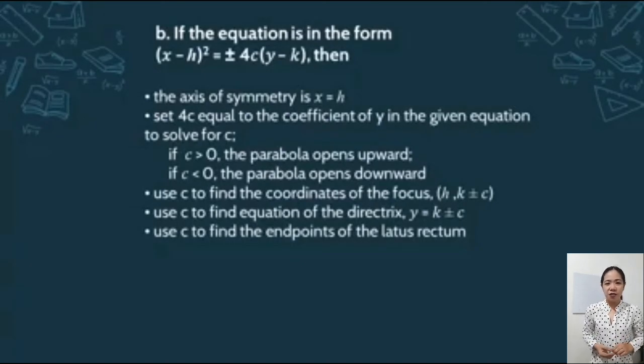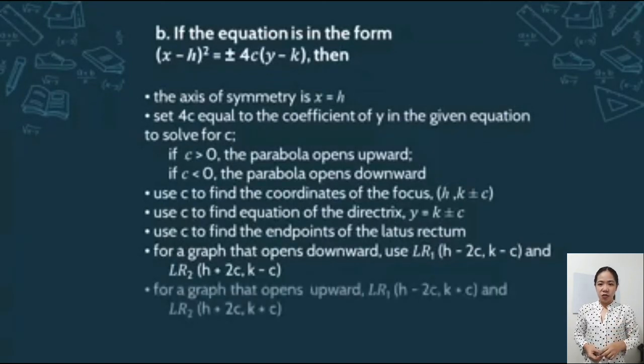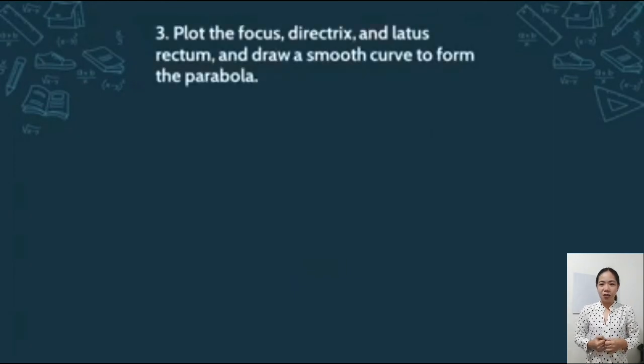Again, speaking of LR sub 1 and LR sub 2, for the graph that opens downward, LR sub 1 is h minus 2c and k minus c, while LR sub 2 will be h plus 2c and k minus c. And for the graph that opens upward, we have LR sub 1 equals h minus 2c and k plus c. And LR sub 2 is h plus 2c and k plus c.